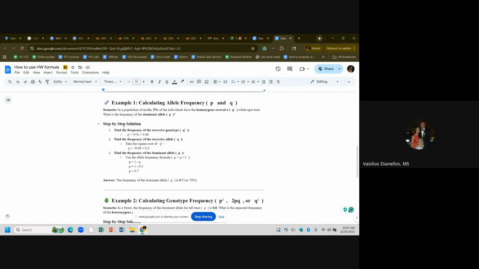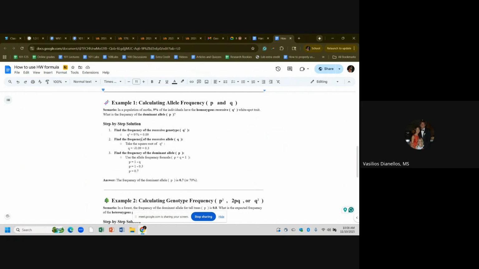So first, again, we're going to find the frequency of the recessive genotype, q squared. We already know that 9% of the population has this recessive genotype. So then we just do some simple math. That means q squared equals 9%. Another way of writing 9% is 0.09, so we know that q squared equals 0.09.